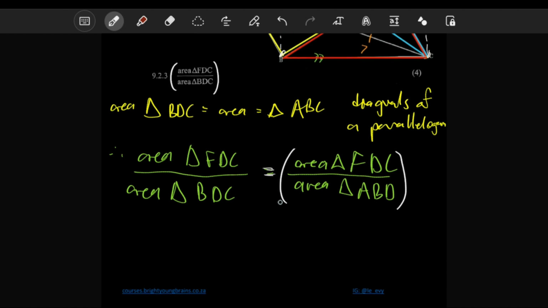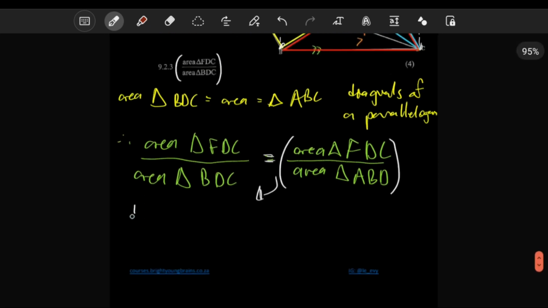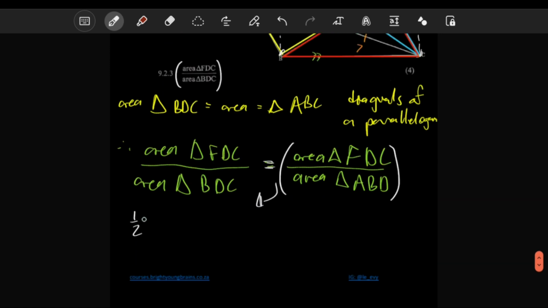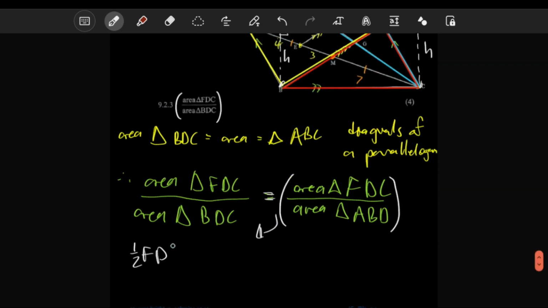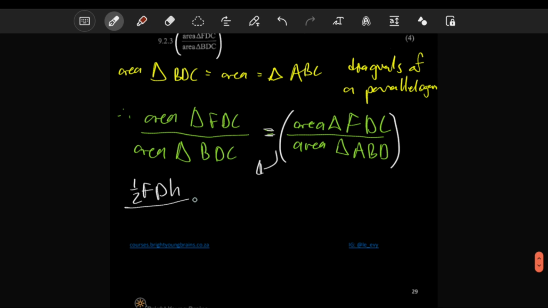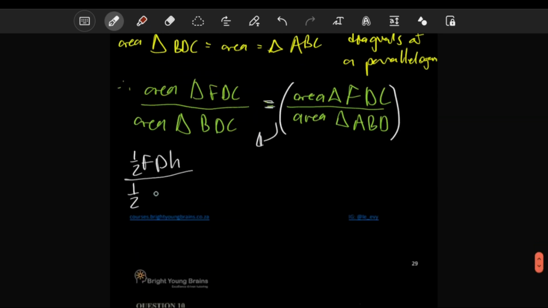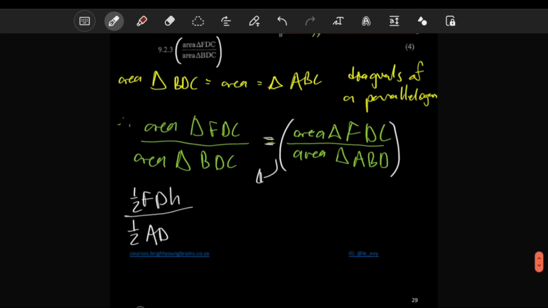The area of the triangle at the top, we can just say a half. The base of our triangle here is just FD, a half the base, and then the perpendicular height, you can label it H. This will also just be H. Let's label it H. This is equal to a half the area ABD, the base is AD, and then the perpendicular height is just H.